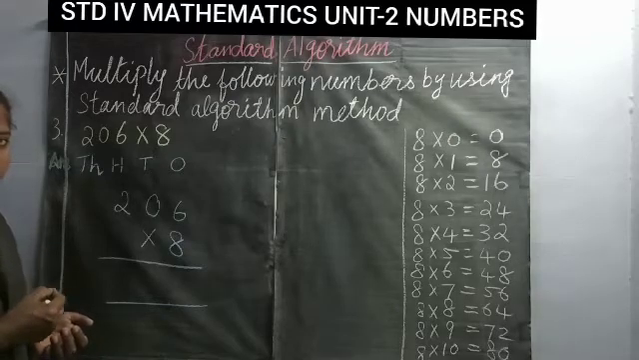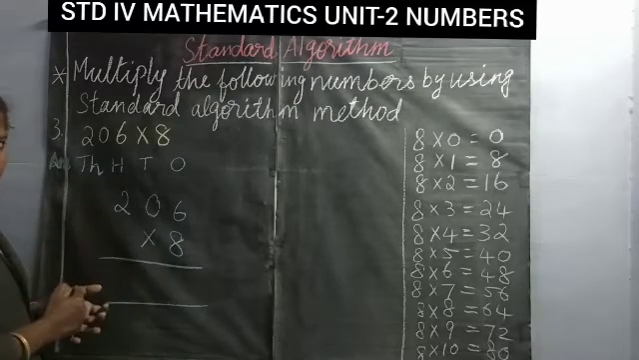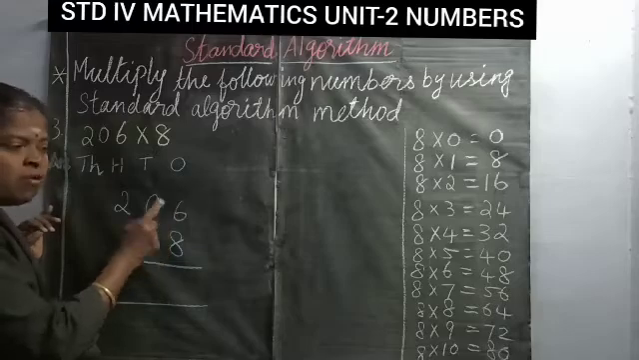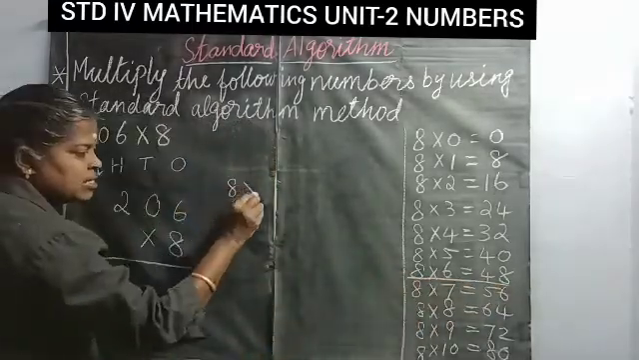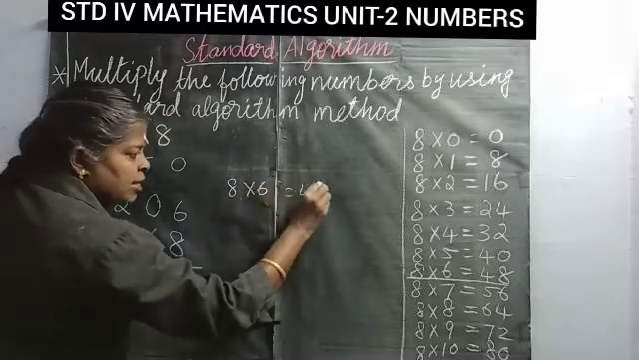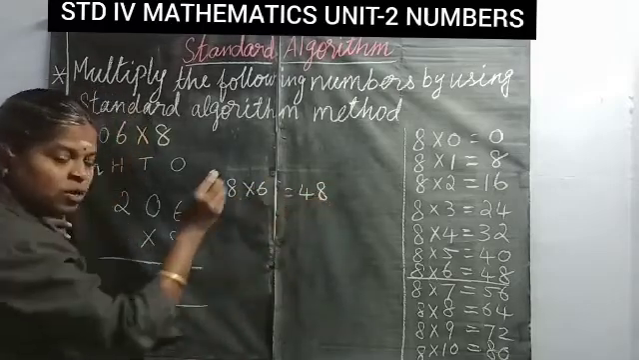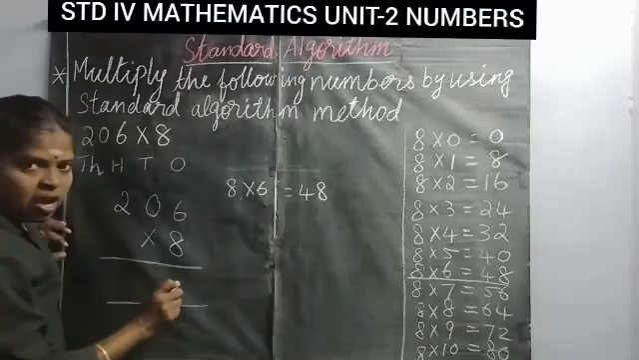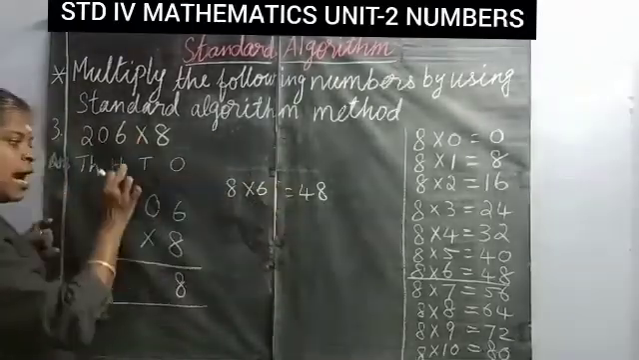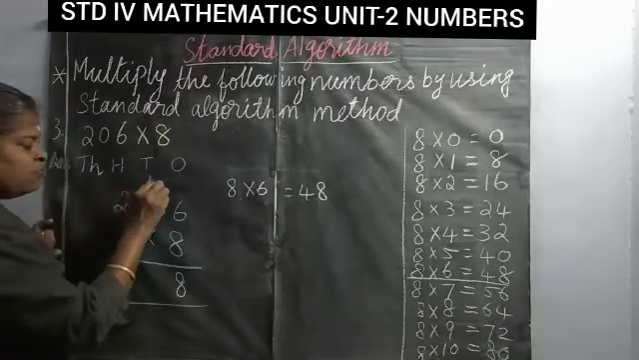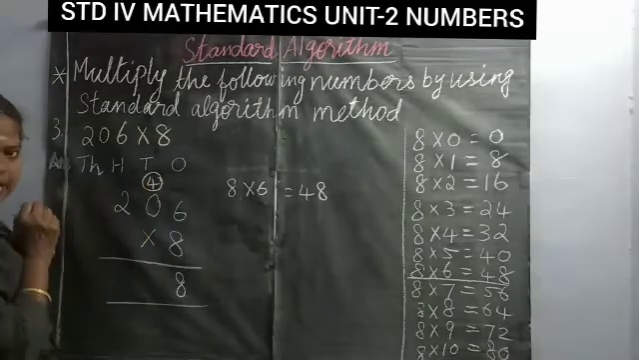We have to start from ones place onwards. So 8 sixes are 48. 8 we write in ones place down. 4 carryover in tens place.